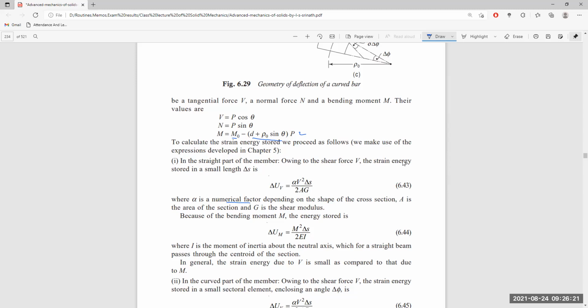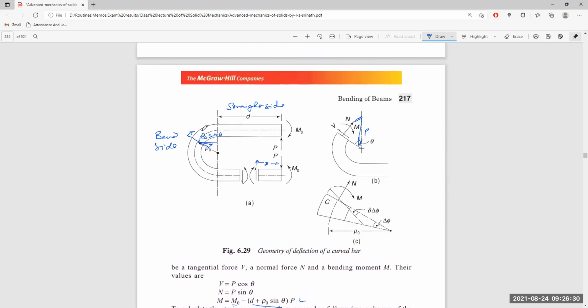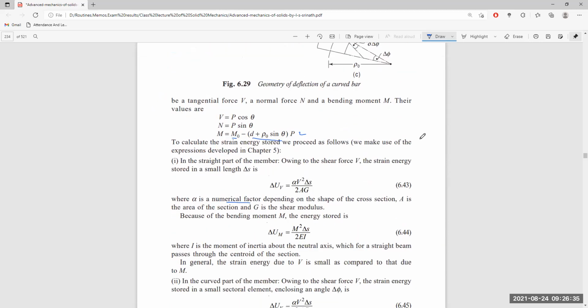Next, the bending moment M created on this particular section here. This is the bending moment we are creating here itself. Now, because of the bending moment, for a small length delta S, the strain energy stored due to the bending moment, U M, is M square delta S divided by 2 E I.